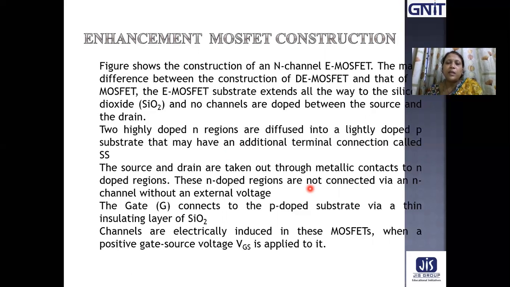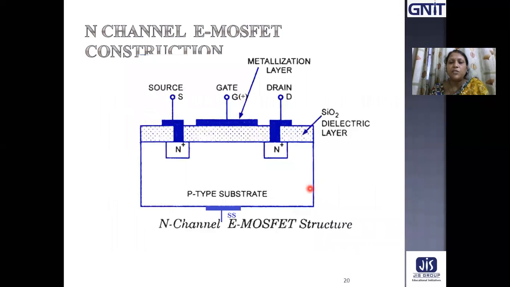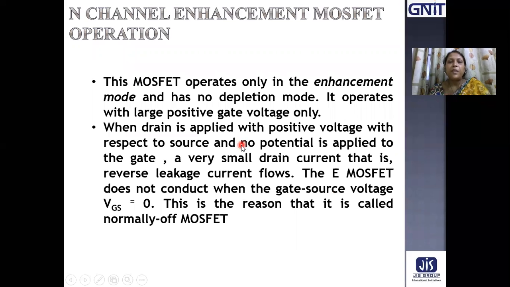The source and drain are taken out through metallic contacts to the n-doped regions. These n-doped regions are not connected via an N channel through an external voltage. The gate connects to the p-doped substrate via a thin insulating layer, SiO2. Channels are electrically induced in these MOSFETs when a positive gate source voltage VGS is applied to it. So when this is positive, this side is negative, so a channel is developed between source and drain. So this MOSFET operates only in enhancement mode and never in depletion mode. It operates with large positive gate voltages only.